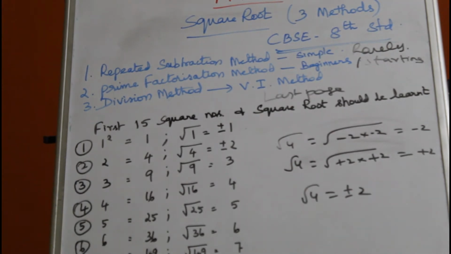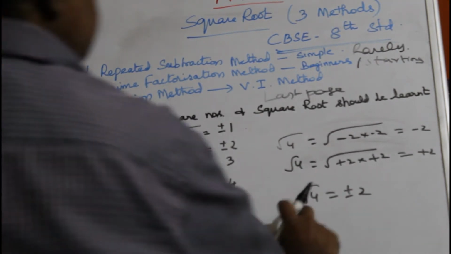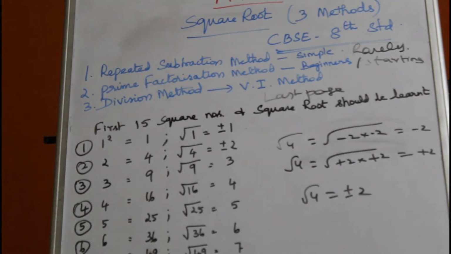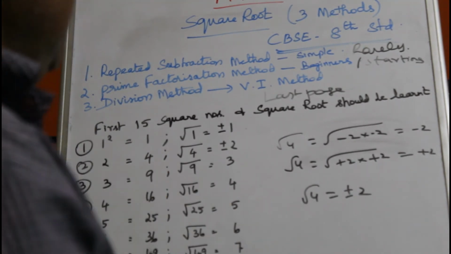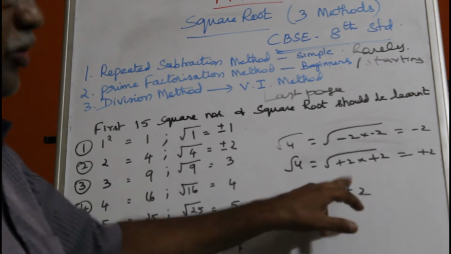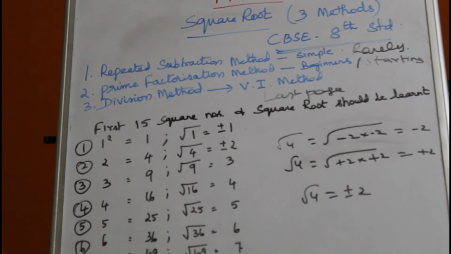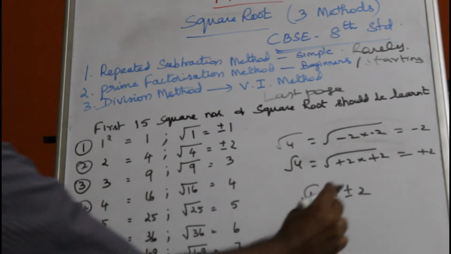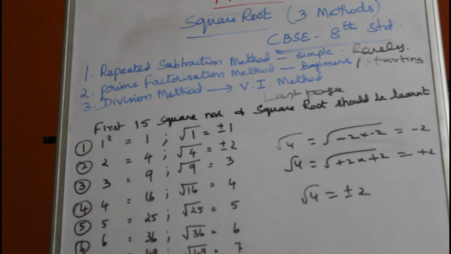If you are writing competitive exams and all, this is the answer. In talent exams, Olympiad exams and all, don't write plus 2, they won't give you the mark. You must write plus or minus 2. That is the correct answer. In choices also they will give this, you must write this.